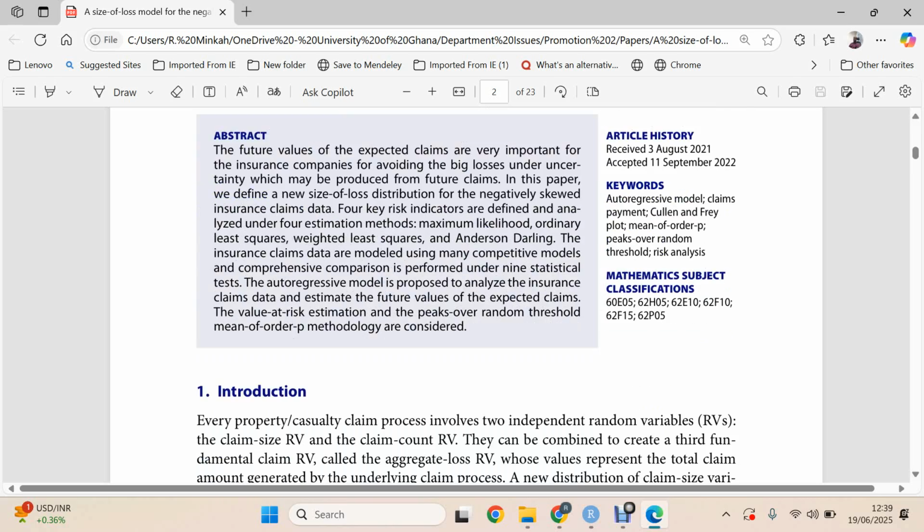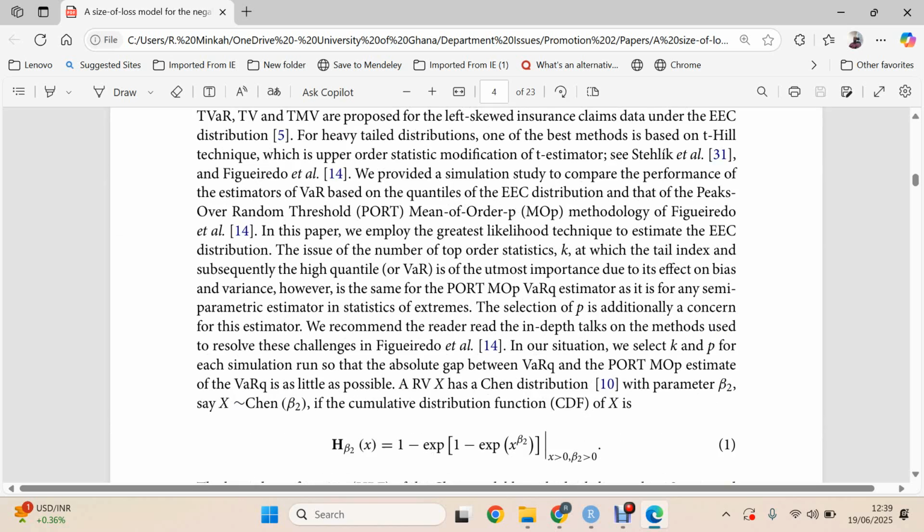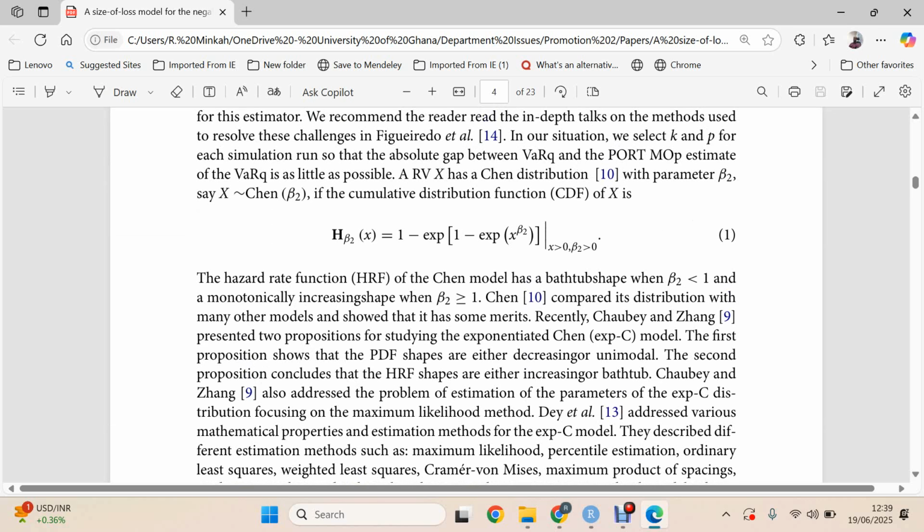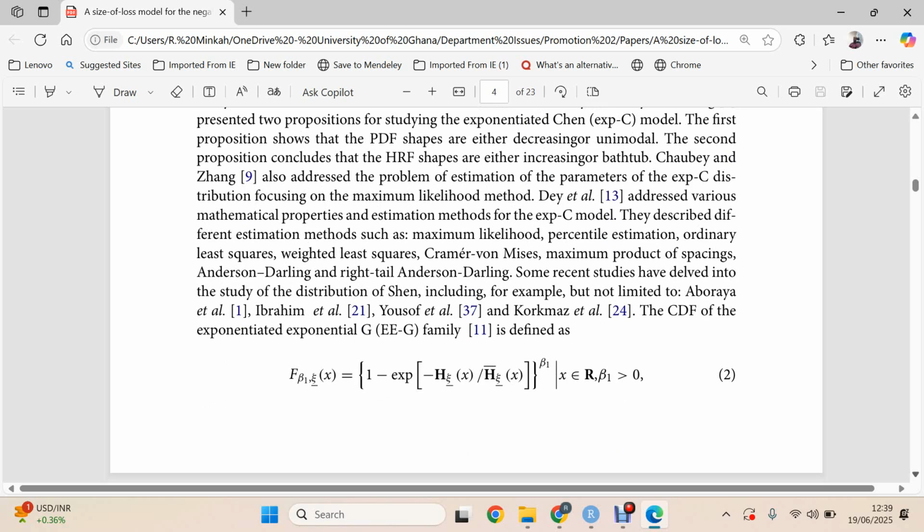On some claims data. I'll show you that this is the chain distribution. You see this distribution has only beta 2 as a parameter, right? We can also do some transformations to get more parameters. The first one maybe is just shape, but we can introduce location, another shape parameter, another scale parameter, and so forth, so that it caters for several situations, whether it is left skewed or right skewed, whether it is bimodal, and so forth.